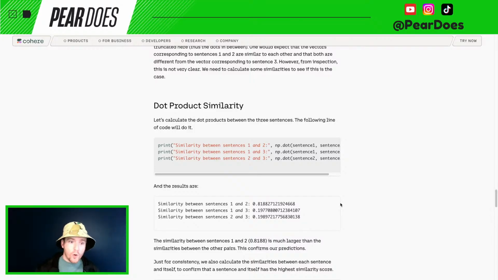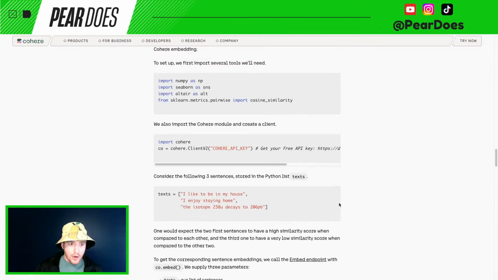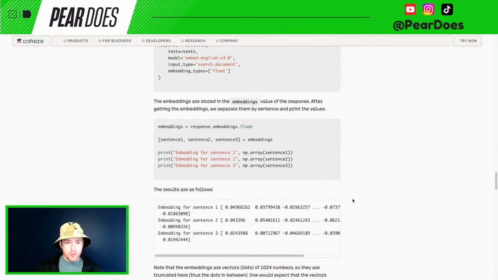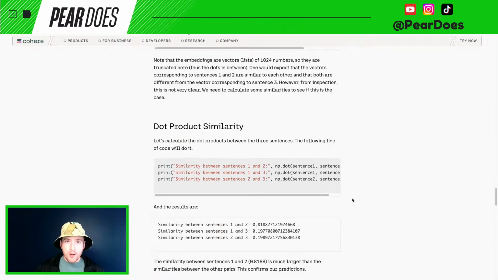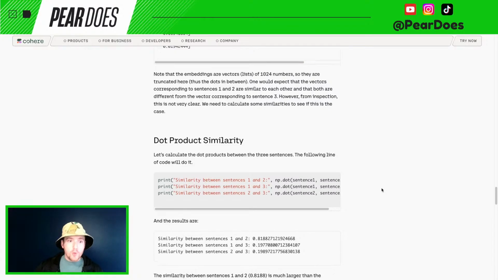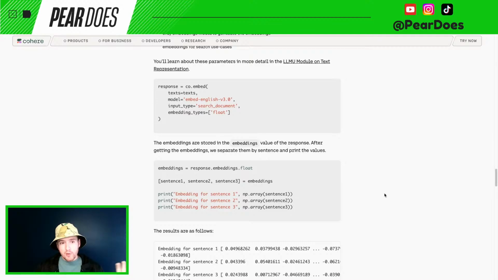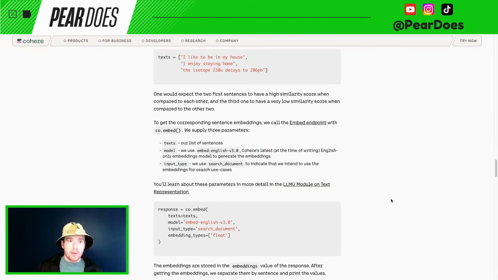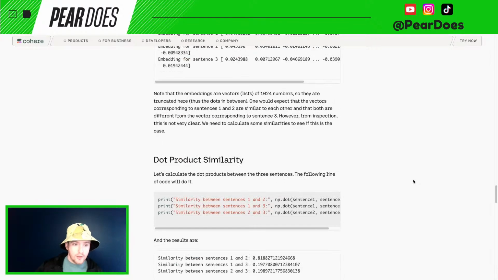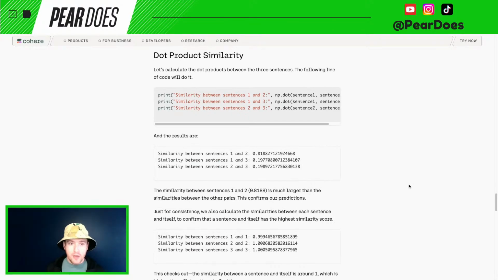The similarity between sentences 1 and 2, which were "I like to be in my house" and "I enjoy staying home," the dot product score was 0.818. So nearly 81% similar, 82% similar if we're rounding up. But if we take those two sentences and do the dot product of the similarity versus the isotope 238U, we can see that they both come out to roughly 20% similar. That is not high in the grand scheme of things, but we'll continue.